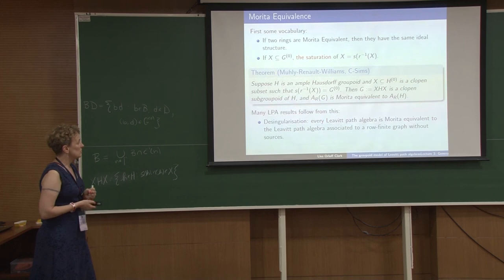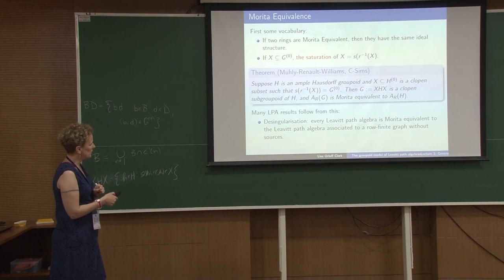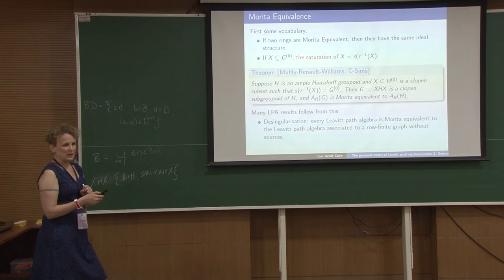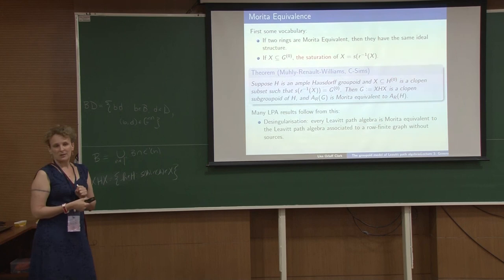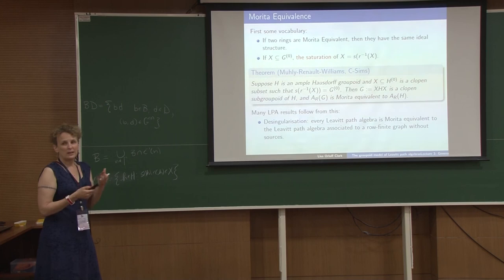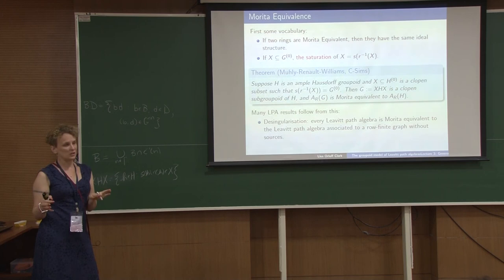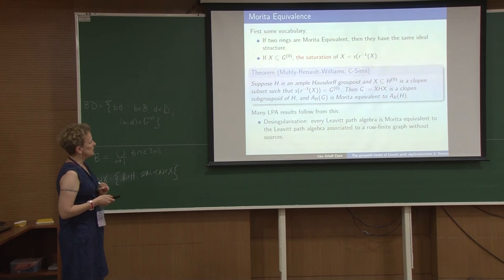There are ways of restricting to certain vertices or certain paths, but a lot of Leavitt path algebra results, in fact, follow from this. So, for example, there's desingularization, which says that every Leavitt path algebra is Morita equivalent to a Leavitt path algebra associated to a row-finite graph without sources, or a graph where all vertices are regular vertices. So if you're looking at ideal structure, this result says you're allowed to restrict your attention to these well-behaved graphs. That's a consequence of this theorem in a particular way.